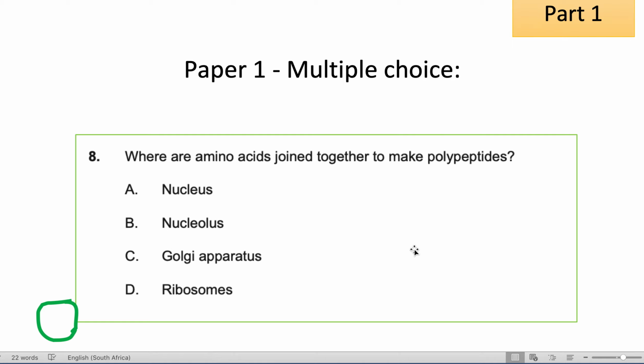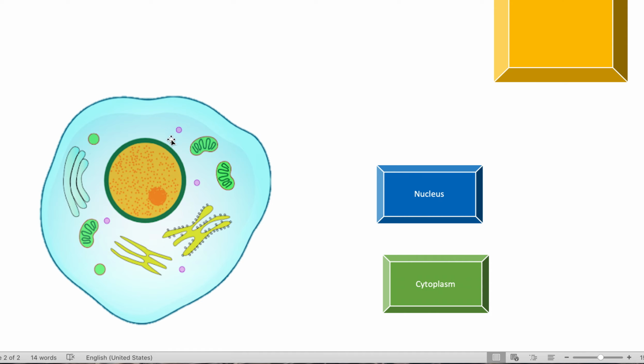So amino acids are joined together, if you had to look at a cell, outside of the nucleus. So this is the nucleus. This is where transcription happens. In translation, we know it happens outside of the nucleus, after the mRNA has been made.